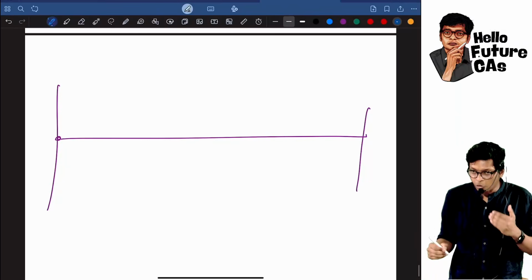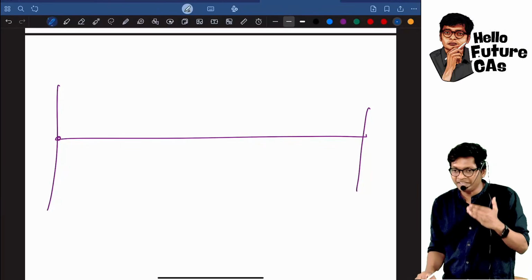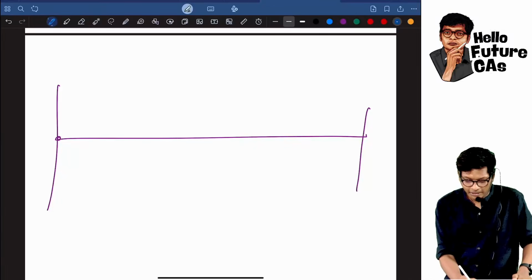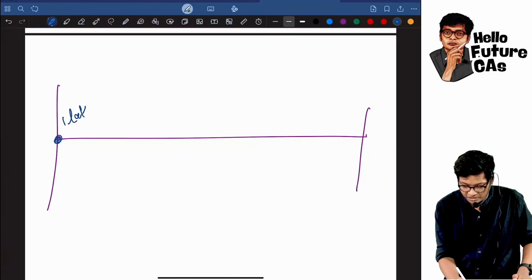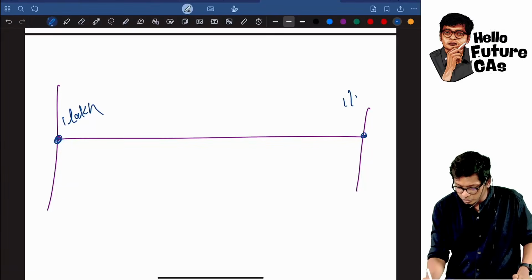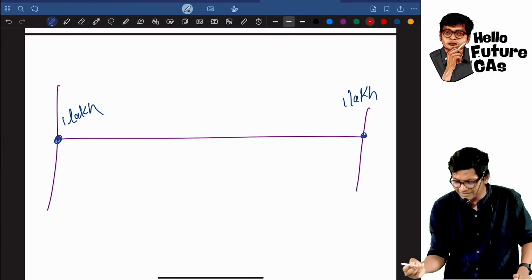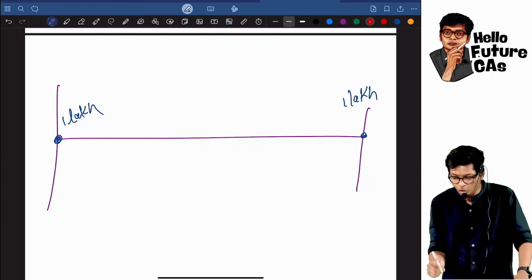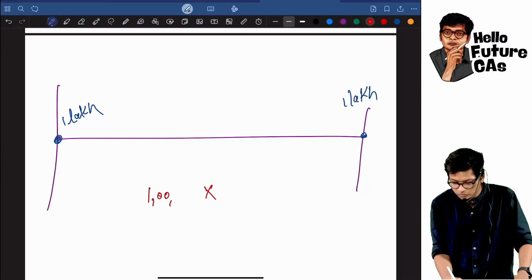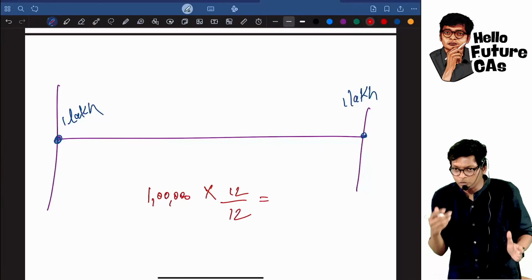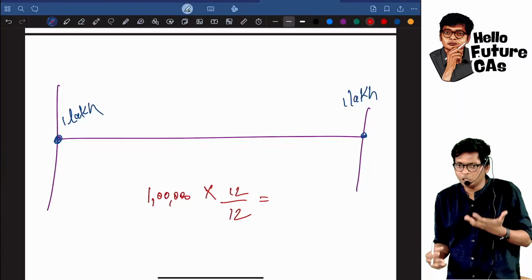The denominator is about how many shares there will be, which is called the weighted average number of equity shares. Beginning of the year I have 1 lakh shares, sir. End of the year also I have 1 lakh shares. Then it's easy. During the whole year, how many shares do I have? 1 lakh into 12 by 12. So the whole year 1 lakh shares are outstanding, so my denominator is 1 lakh.